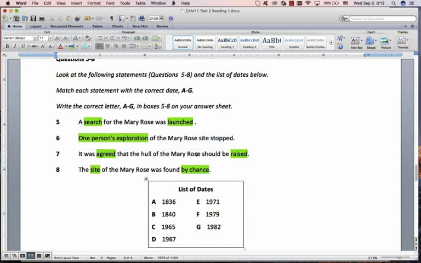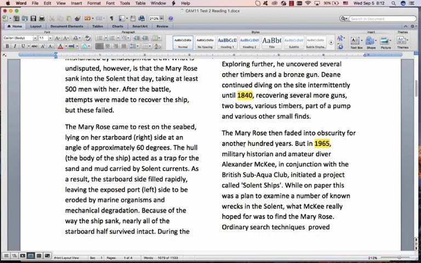Right, 1965, what happened? Another 100 years, don't worry about this. Nothing happened in 1965. This guy started a project called this. On paper, this was da-da-da. What he really hoped for was to find the Mary Rose. Quite difficult. I just want you to notice this while is one of our contrast markers.